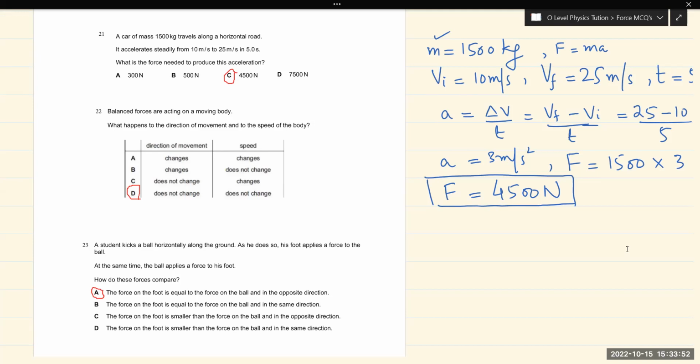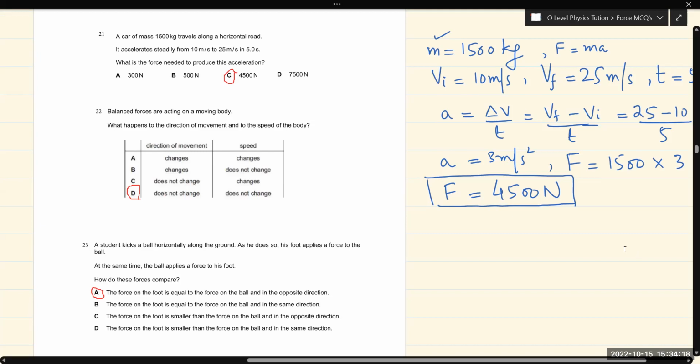So balanced forces are acting on a moving body. What happens to the direction of movement and the speed of the body? So option D is correct: does not change. Direction of movement does not change and speed does not change. It means that this is constant speed moving along the same direction. So this is balanced force acting on a moving body.